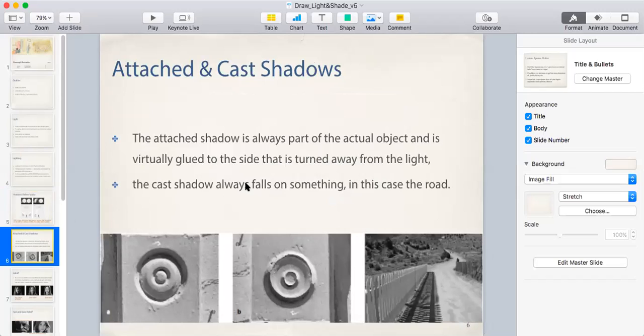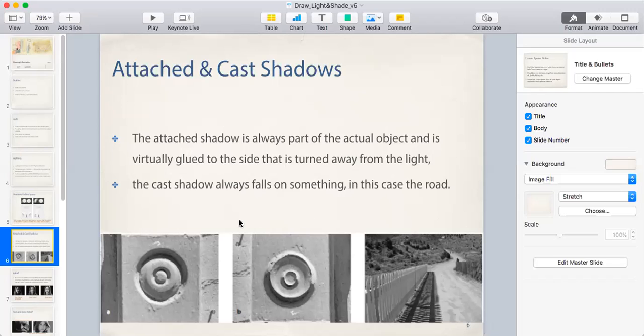So for the shadow, we have attached and cast shadow. The attached shadow is part of the object, it sticks to the object. The first 2 pictures show the attached shadow. But the cast shadow is not stuck to the object. It usually falls on the ground or over the wall or some places. It is not part of the object. So the third picture shows you the car shadow.